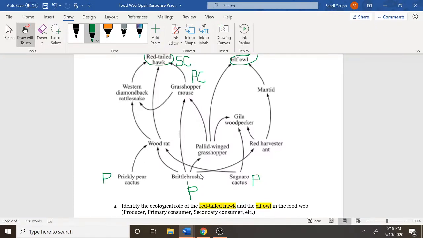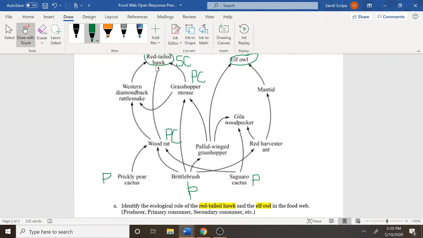Same thing if we went to the wood rat, right? So producer is brittlebrush. We could have followed that area over here to the rat instead, right? That would make the rat a primary consumer, right? And same thing, we can follow it up again to the red-tailed hawk. Technically speaking, you could also say that the red-tailed hawk is a tertiary consumer.